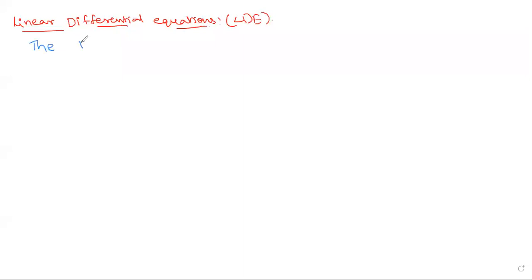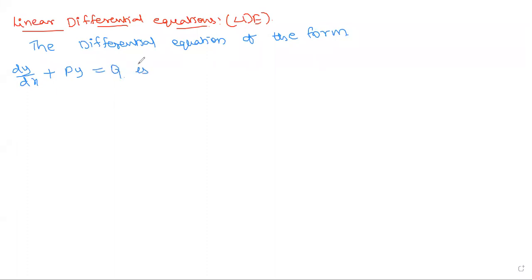What is this? The differential equation of the form dy by dx plus py is equals to q is called a linear differential equation in first order.